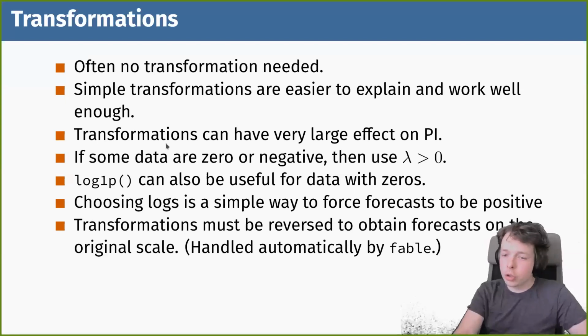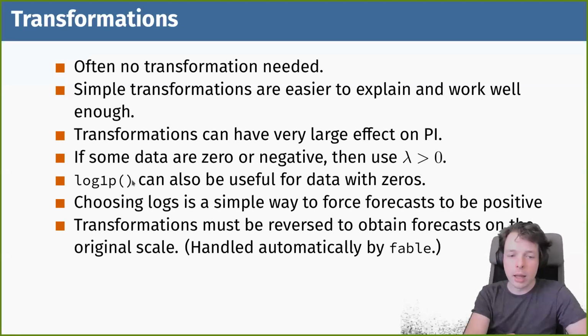If you have a very strong transformation, maybe your transformation is a log transformation or -1, -0.5, that will have a large effect on your intervals when we come to forecasting. You'll end up with very large intervals. So that can be disadvantageous depending on what you're trying to do with your model. If you've got 0 or negative data, you need to have a positive value of lambda. And importantly, if you do have data with zeros in it, you might find the log1p function useful. What this will do is log plus 1 of the data. So all of your zeros, rather than doing the log of 0, which doesn't work, you'll instead have the log of 1, which works much better.